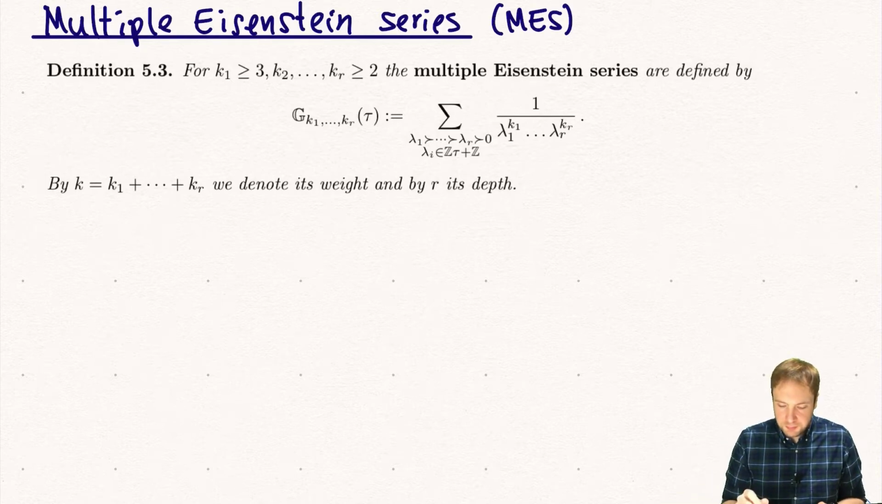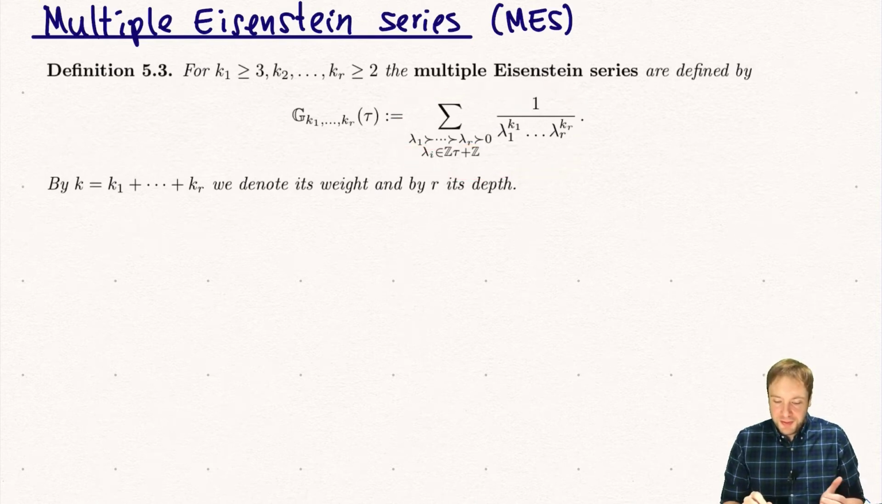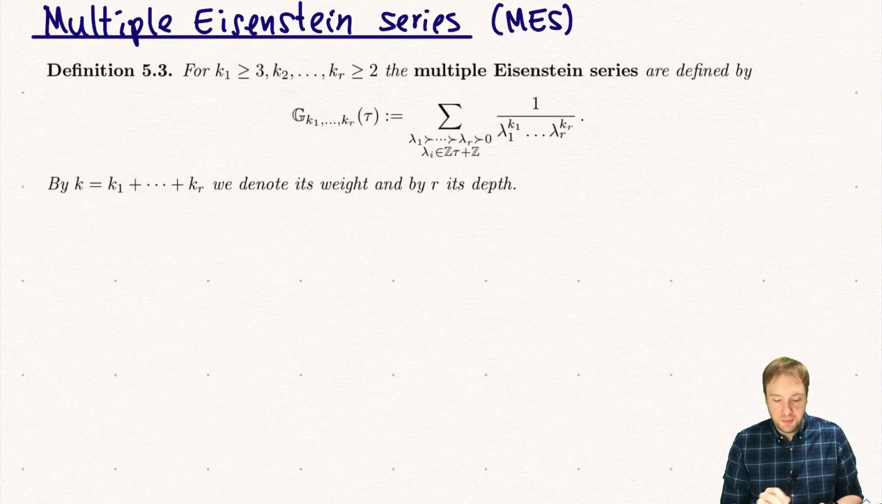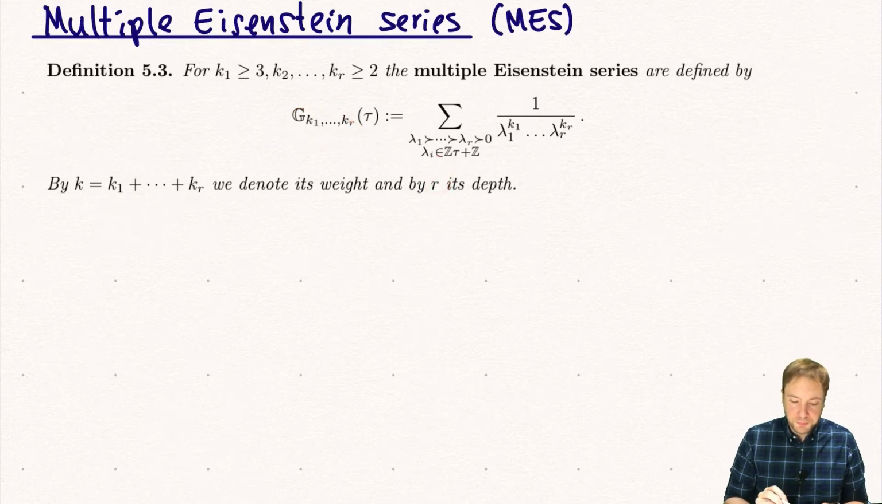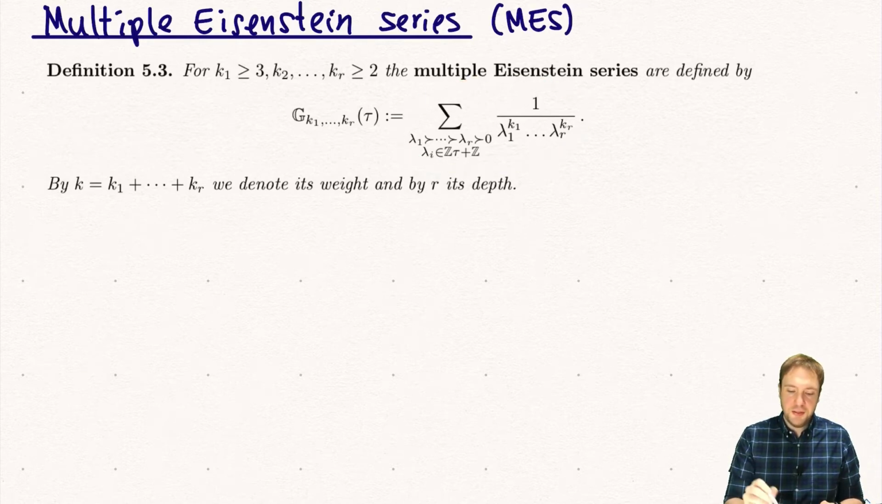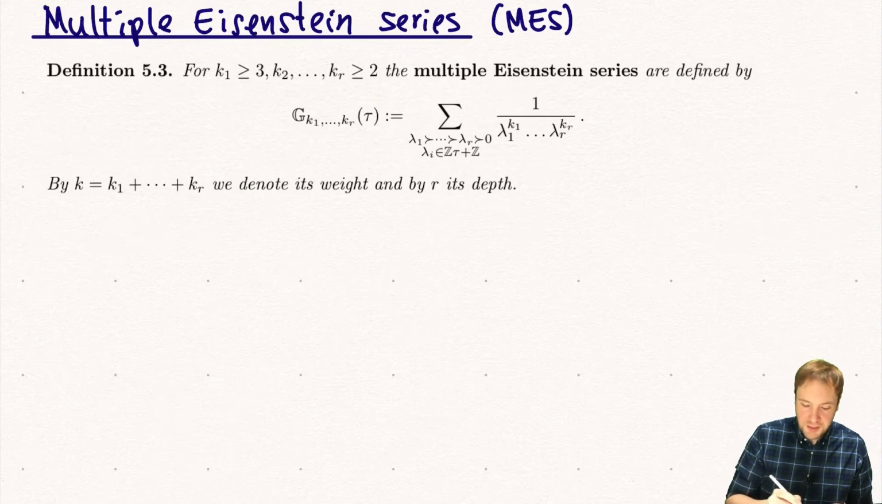If you would replace the lambdas by natural numbers, then this is exactly the definition of multiple zeta values. And again, the weight will be the sum of these k's, and r is the depth. With this definition, it's also clear that they satisfy the stuffle product formula in the cases when they are defined, because it uses the same argument as before.